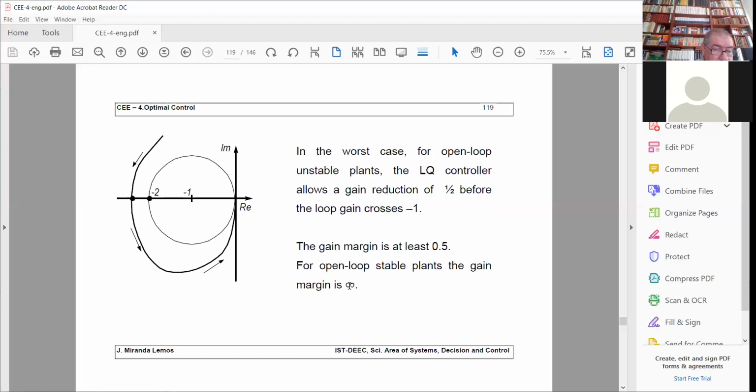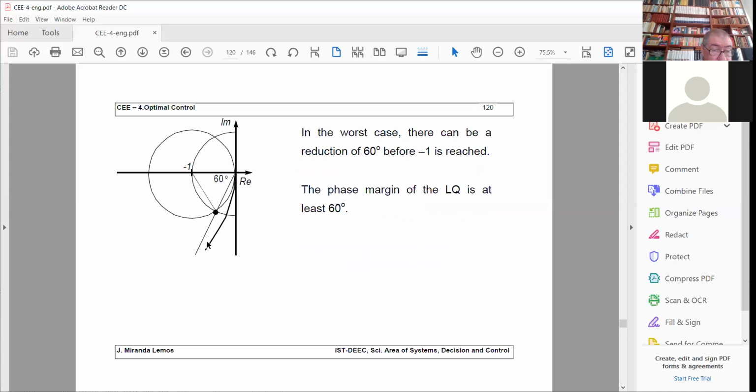Now for the phase margin, if you look at this geometrical construct, since you never enter past this point, you'll always be further away. This is the phase margin here. It's this circle. And this phase margin will be bigger than this angle, which is 60 degrees. So you have a phase margin for the LQE which is at least 60 degrees. So if you feed back the state, then you will have these very nice stability margins of at least 0.5 for open loop unstable systems or infinity for open loop stable, and in any case, 60 degrees for the phase margin.